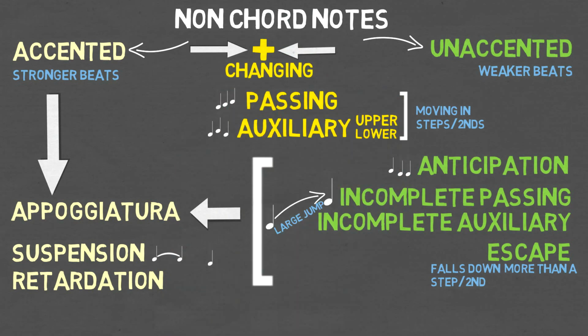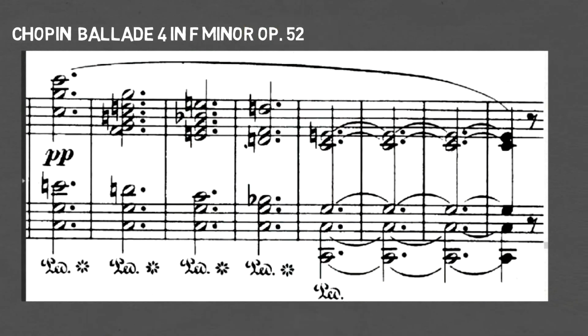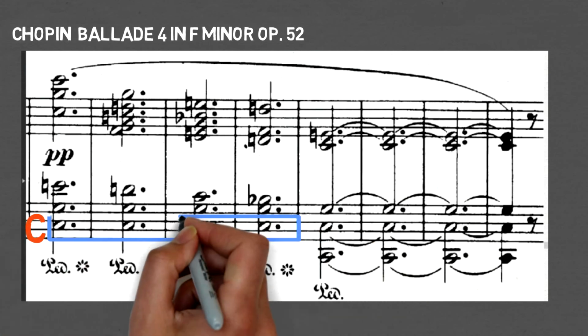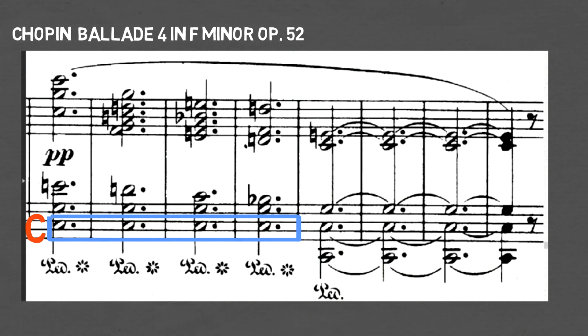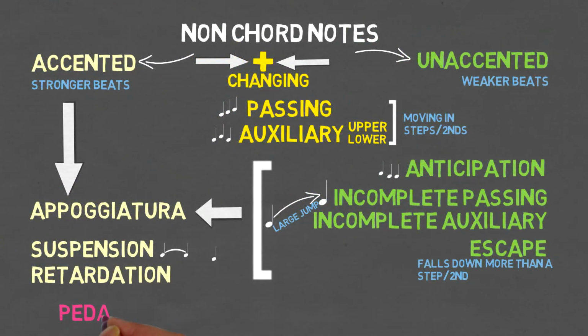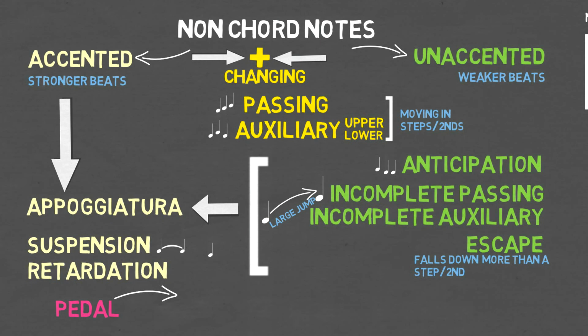In the next example, we visit Chopin's Fourth Ballad. Here, the C stays constant throughout with various chords in the treble which do not contain the note C. Such a note that travels through chords that it is not contained in is called a pedal note. Normally, it occurs in the bass and is usually the tonic or the dominant of the passage.